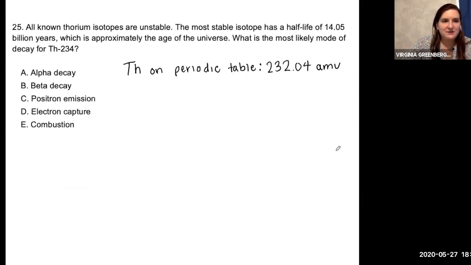Then our last problem is also a nuclear question. We have thorium. They give us the half-life. So we didn't look at this in this practice exam, but we know that nuclear decays are always first order. And it's a really long half-life. But we're trying to figure out what's the most likely type of decay for Th 234. So I did find its atomic mass on the periodic table because that can be useful sometimes. But let's go ahead and figure out what its atomic number is.